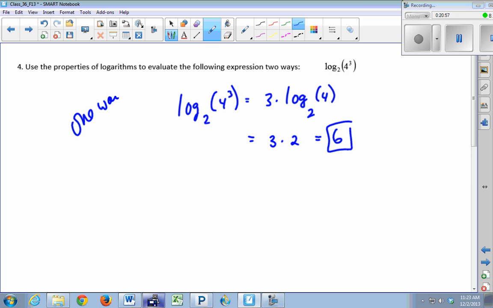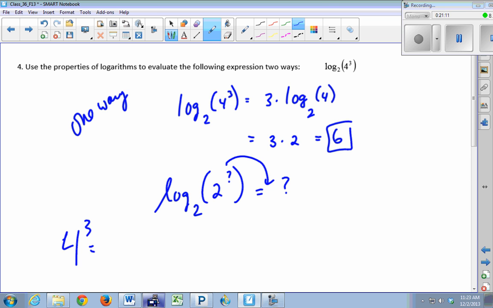One way. Now here's another question. Can I write this as 2 to some power so I can just lift off my power and be done? Can I write 4 cubed as 2 to some power? 2 to the 4th? 2 to the 6th.